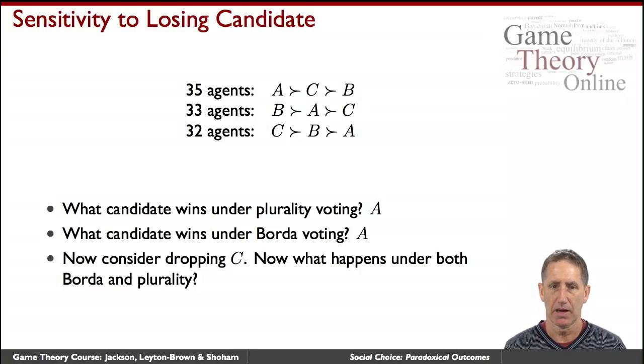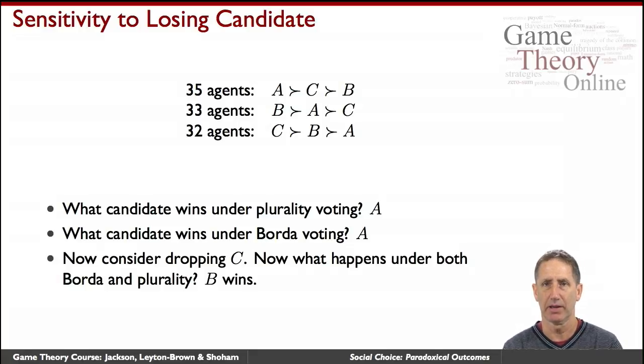But now what happens if C drops out? So C realizes that he has no chance of winning the election and drops out. Now what would happen under both plurality and Borda? You might want to pause for a second the video and think about it. And when you do, you realize that in both cases, B would win. And so here you have a candidate that has no chance of winning, and his sole role, if you wish, is to change what otherwise would be the outcome of the elections.